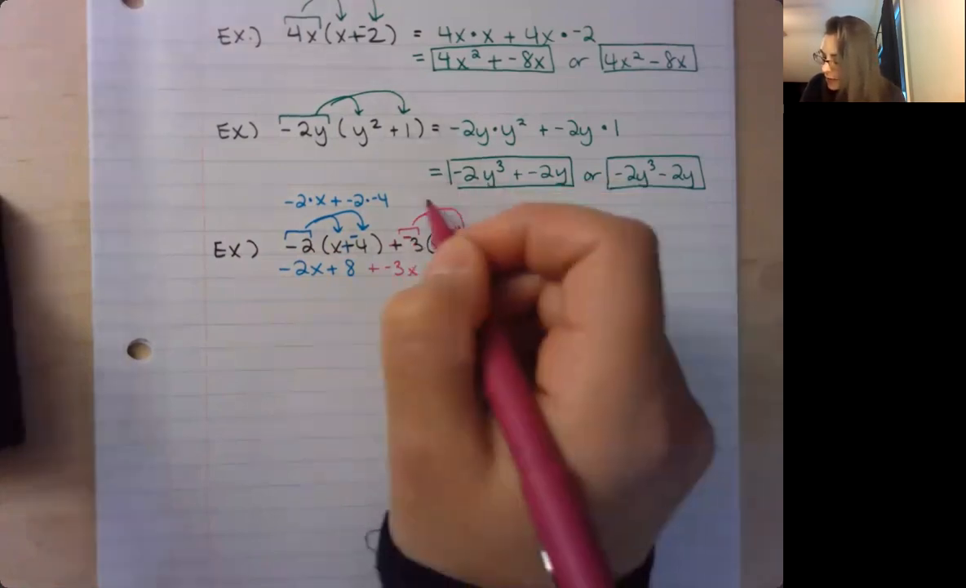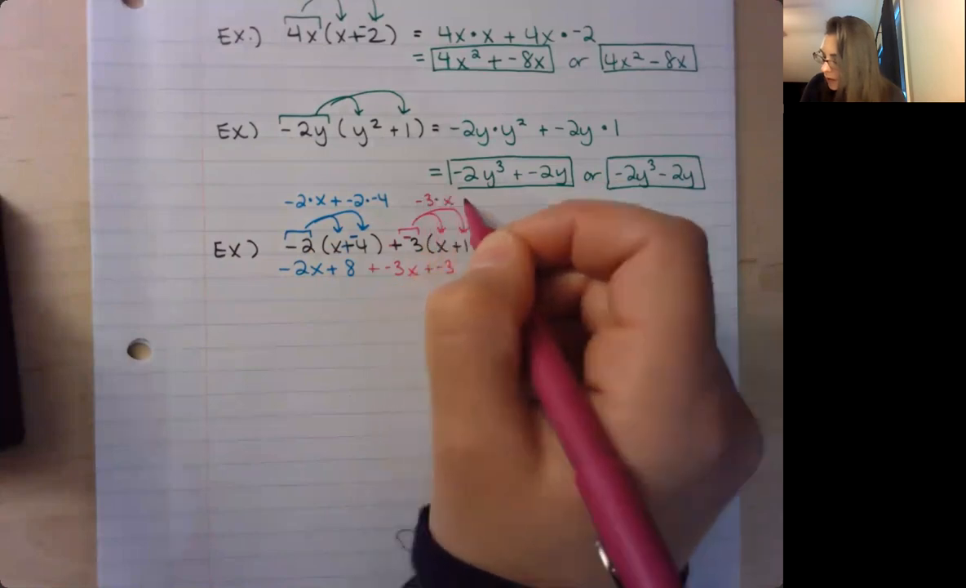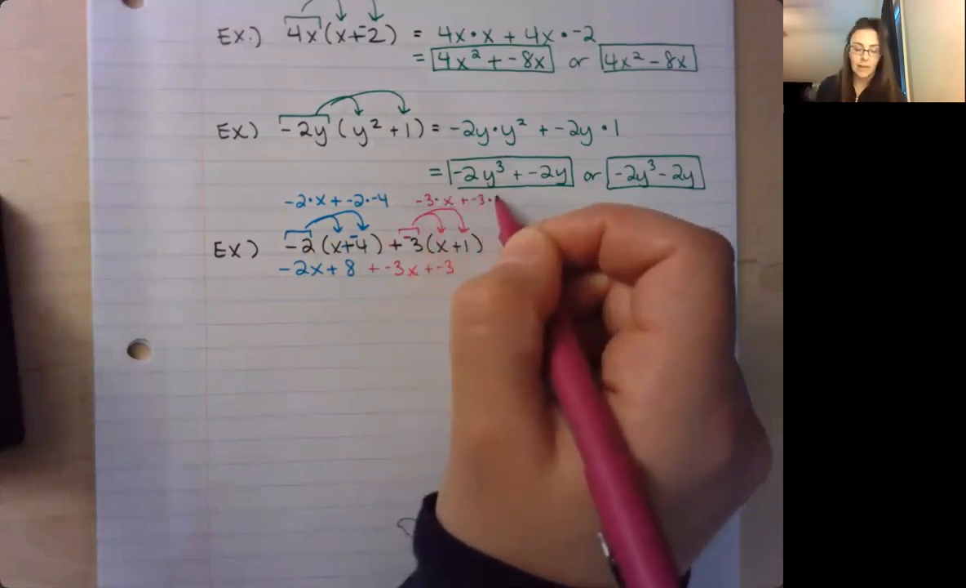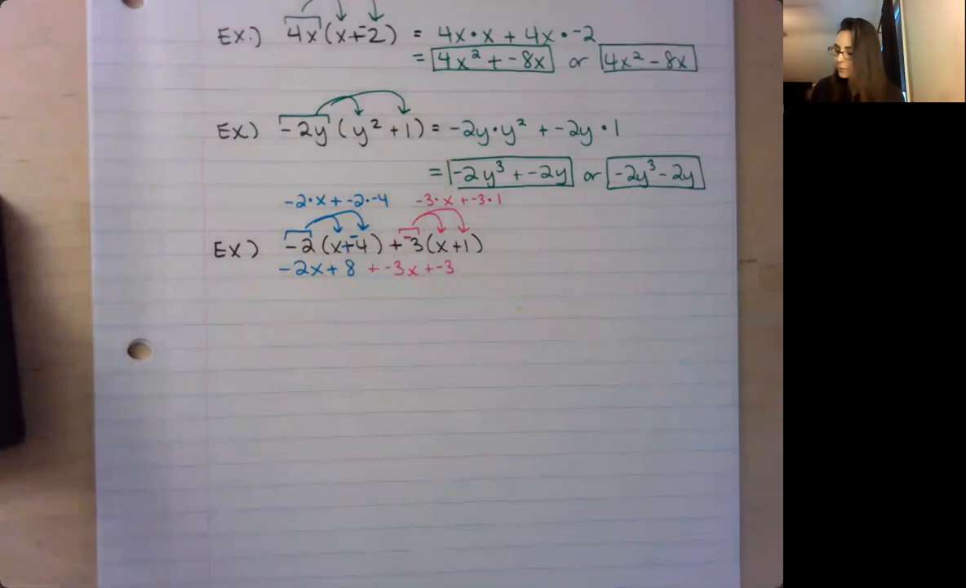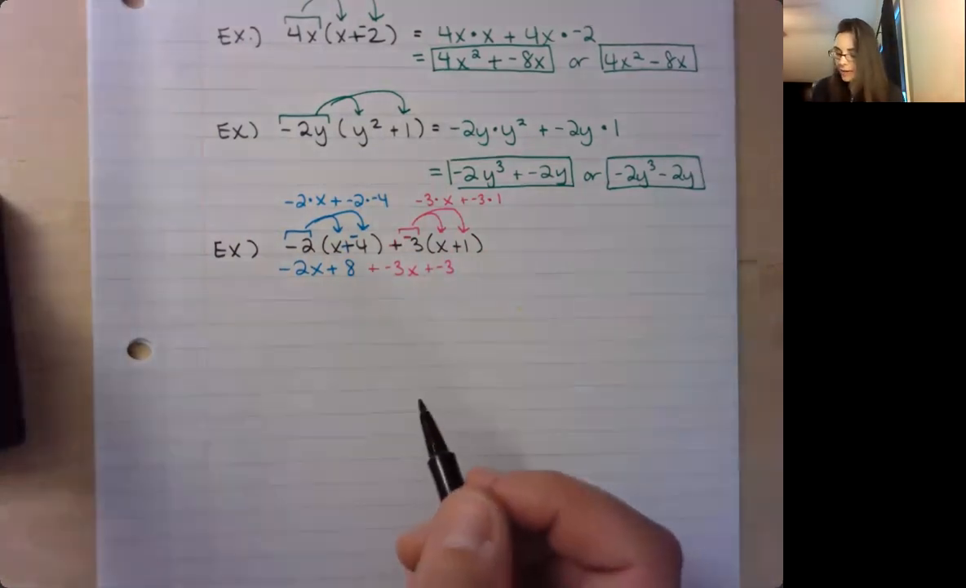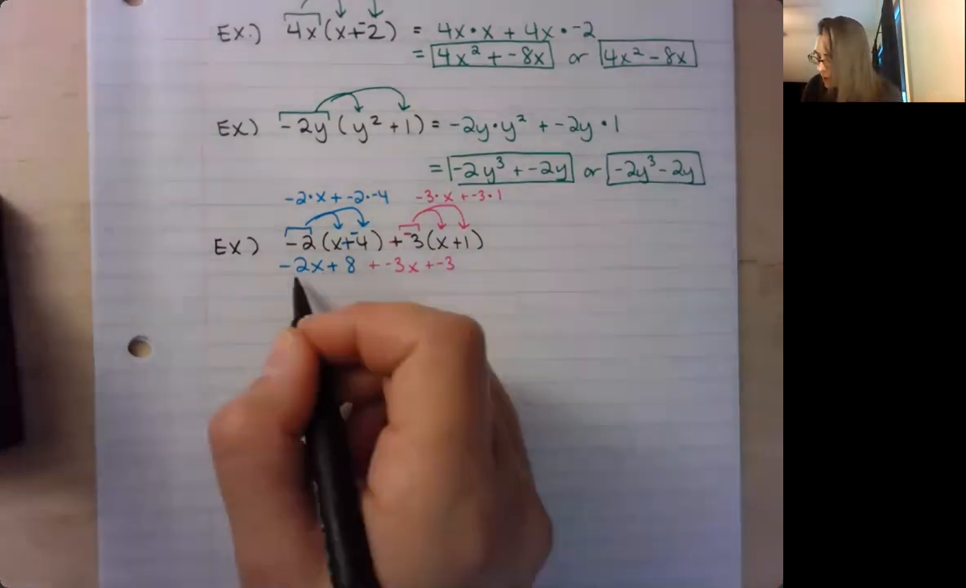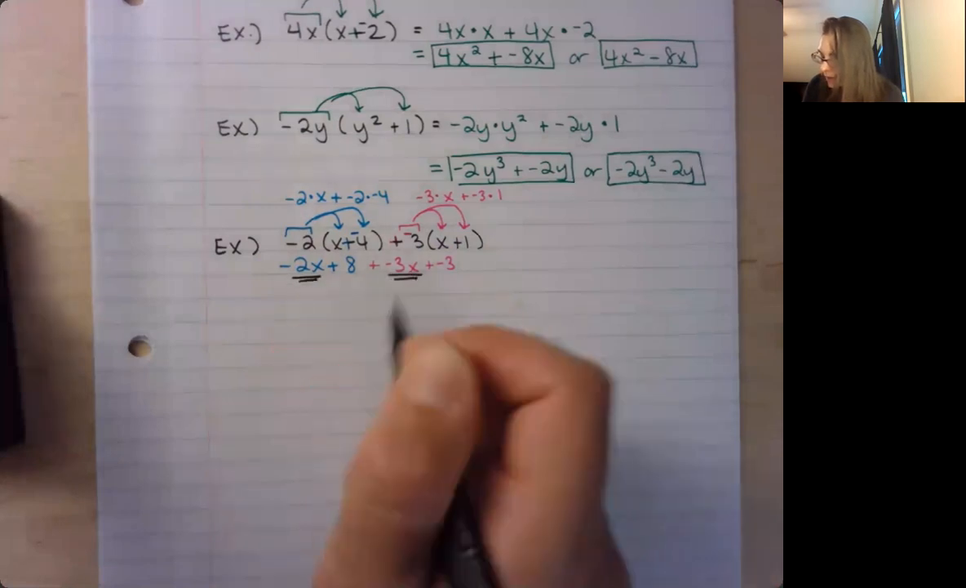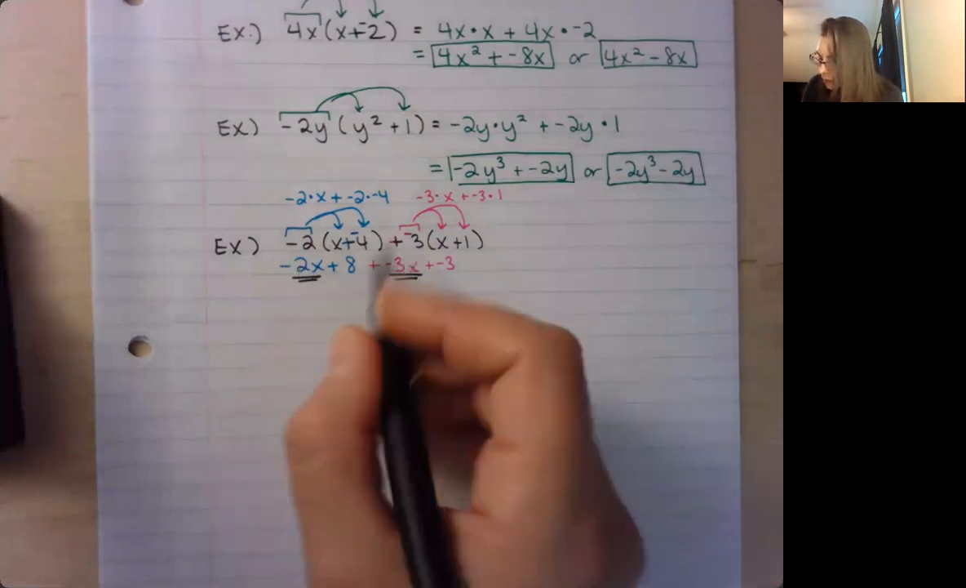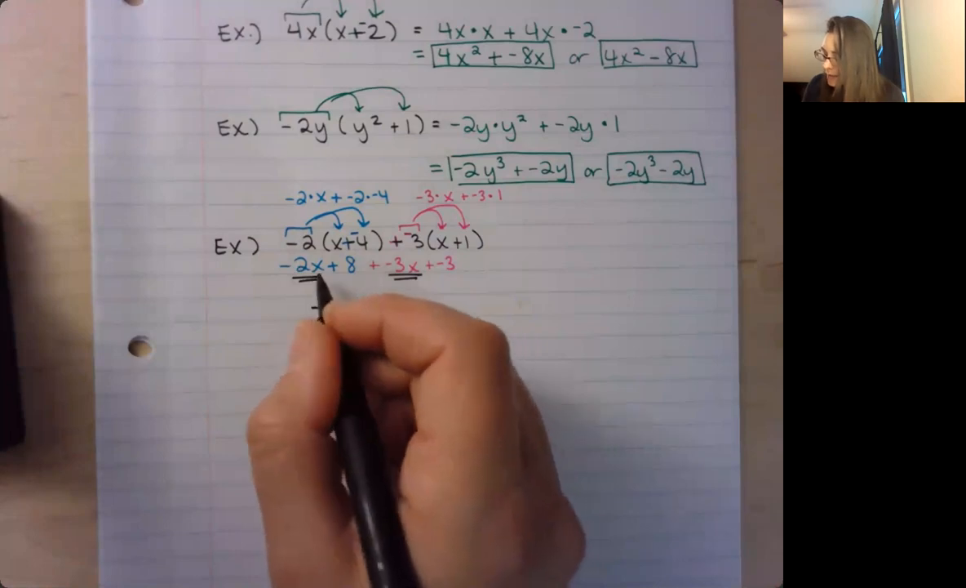Again, if this is too fast for you to go right to the answer, then you're just going to take your time and write that middle step out. Now I can combine like terms. So let's see, I see x is here. Negative 2 plus negative 3 is negative 5, and the x stays.